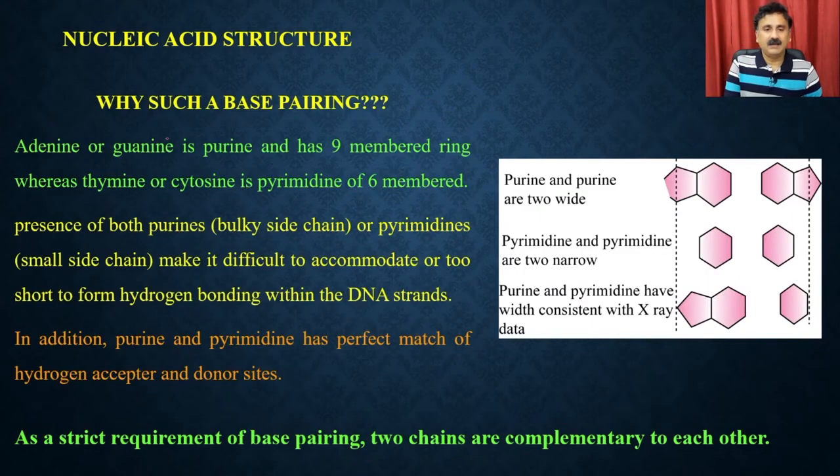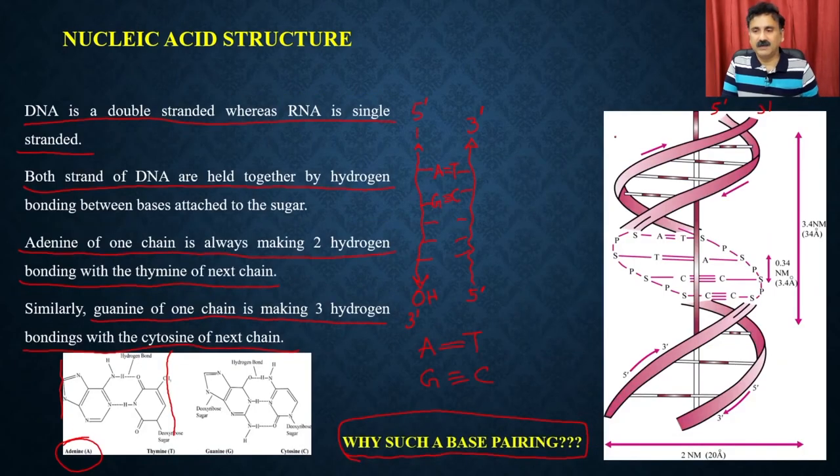The answer is that since we now understand the structure of the DNA, we can see there are two polynucleotide strands making base pairing, and the structure is also very clear. You have a double helical structure with a width of 20 angstrom, and in one round it goes 34 angstrom. So the DNA has a very strict structure in terms of the width and the distances between the strands and between the bases.